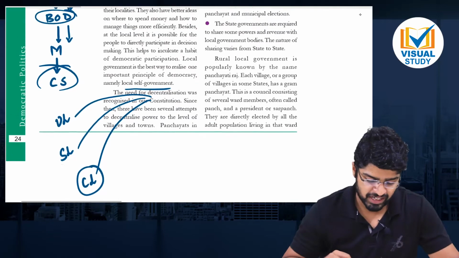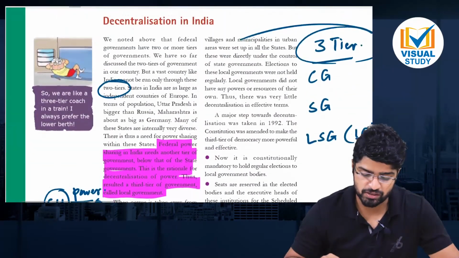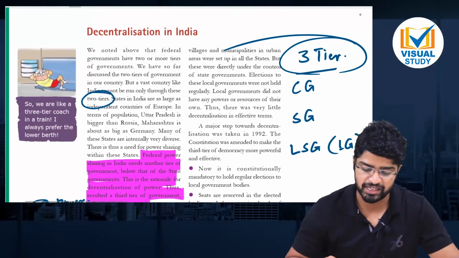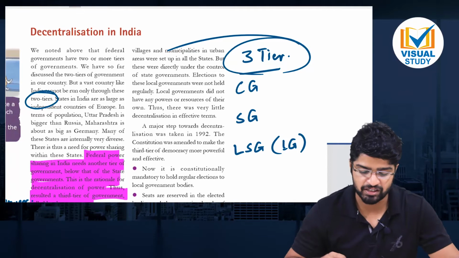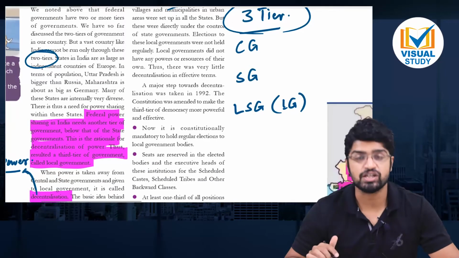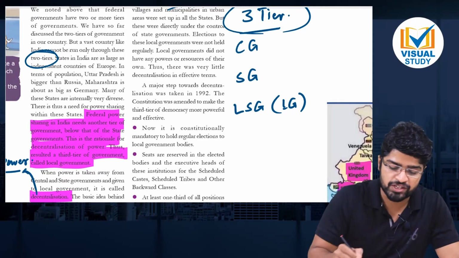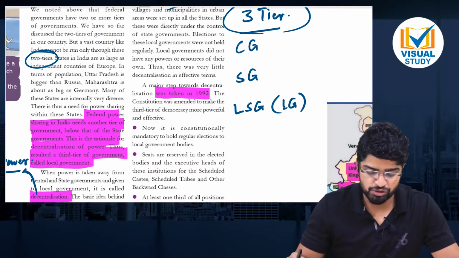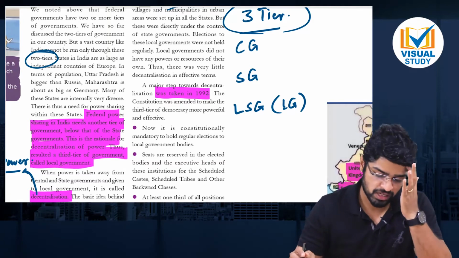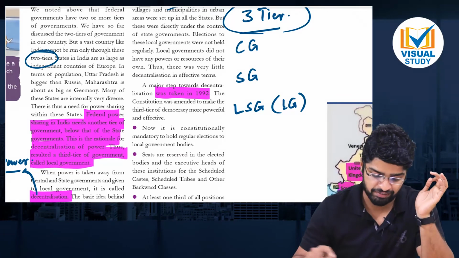Since then there have been several attempts to decentralize power to the level of villages and towns. Panchayats in villages and municipalities in urban areas were set up in all states, but these were directly under the control of state governments. A major step towards decentralization was taken in 92. Okay, please note, objective-based question. Major step was taken in 92. The constitution was amended to make the third tier of democracy more powerful and effective.